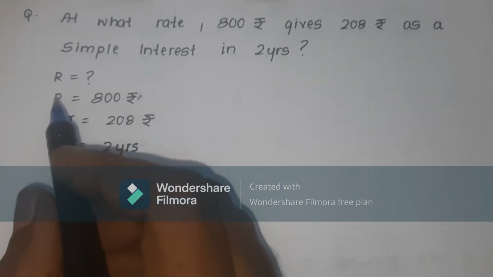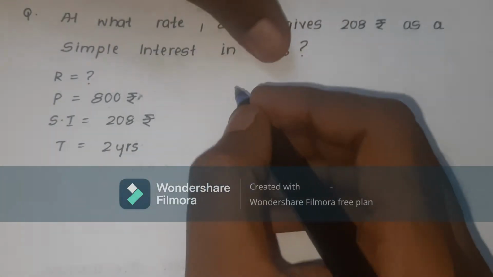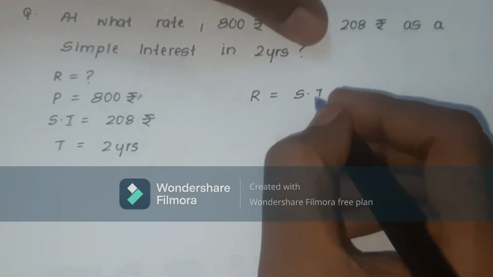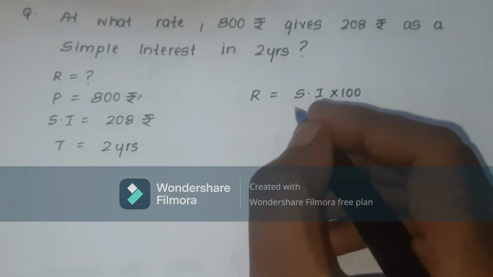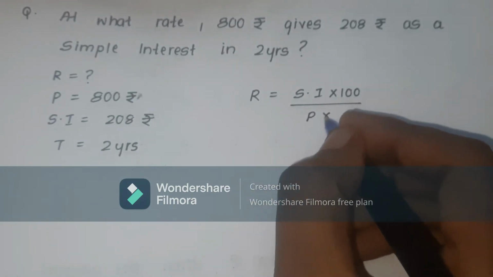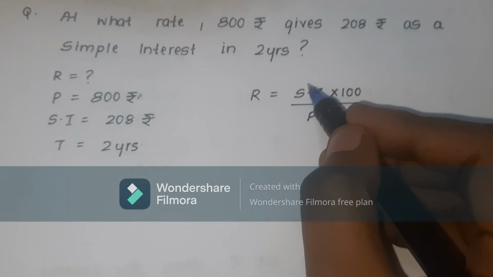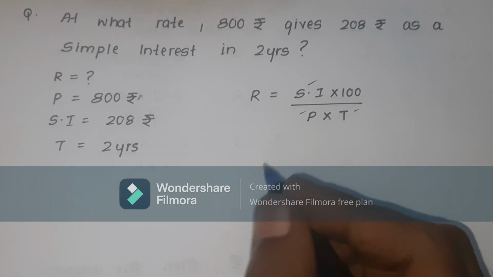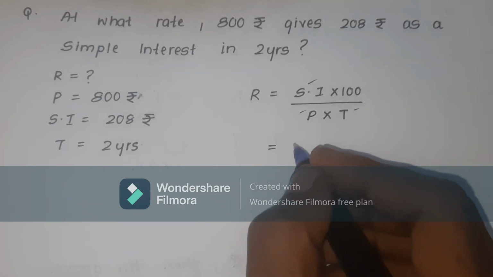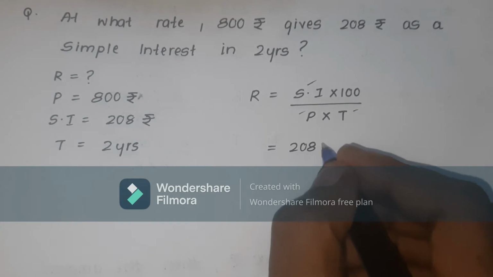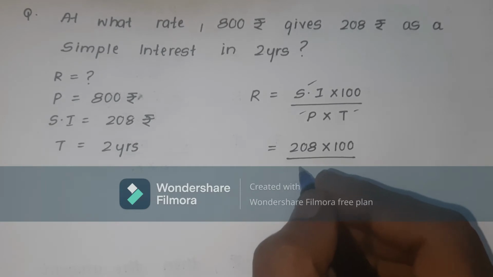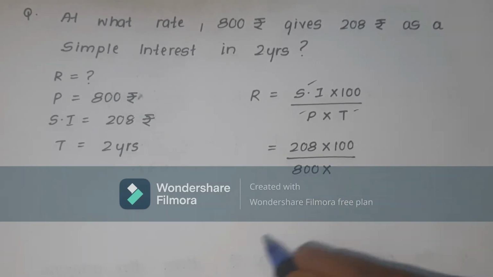Student, you need to just find out the rate. And what is the formula for rate? It's very easy, student. Just write down the formula first. Rate is equal to simple interest into 100 upon principal into time. Student, if you see, you have the simple interest value, you have the principal, you have the time value. So just substitute the values and get the answer for the rate. Okay. So simple interest is 208 into 100 upon the principal, which is how much, student? It's 800 and the time is 2 years, right, student?